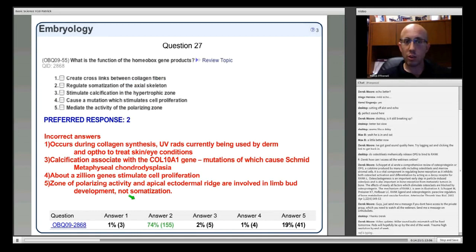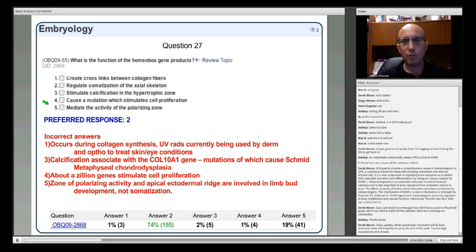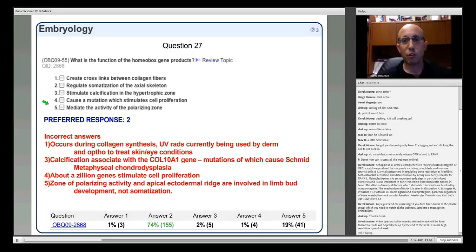Again, you guys did really well on this, 74%. Let's look at answer 5. They mediate the activity of the polarizing zone. This is a tough one. The zone of polarizing activity and the apical ectodermal ridge are actually involved in limb bud development, but not somatization. So it's a minor difference, but an important one to remember for your exam.